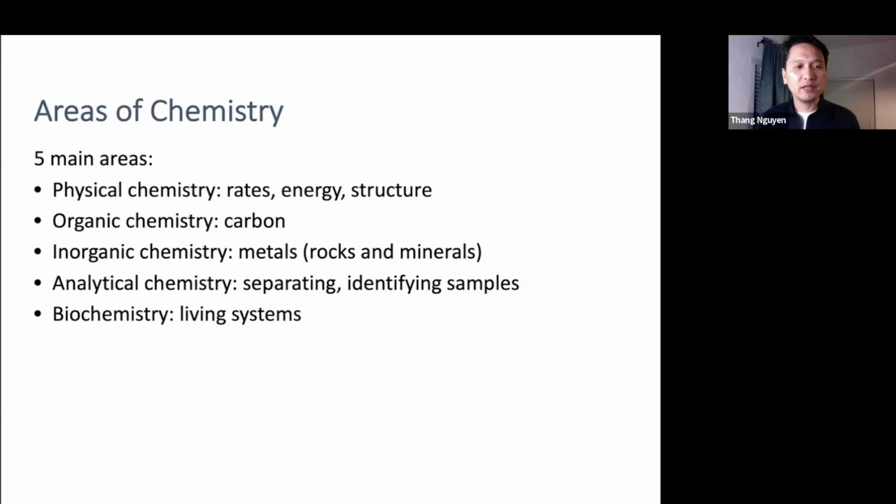The second branch of chemistry is organic chemistry, and this branch mainly studies any molecule that contains carbon and hydrogen. Right? So this can range all the way from oil and fossil fuel to macromolecules, meaning big molecules like DNA and enzymes and stuff like that.